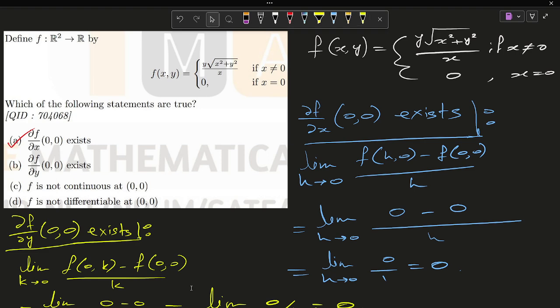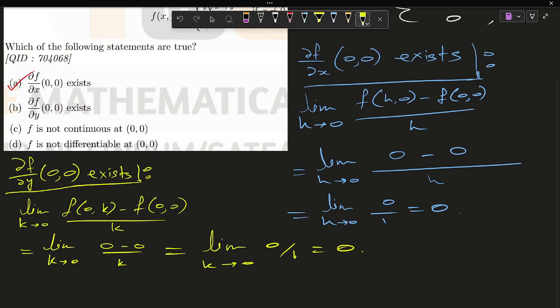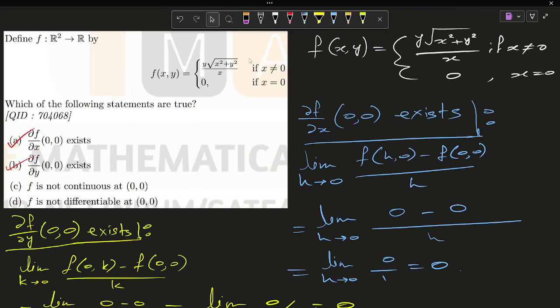Now we have to think about options C and D. If the function is not continuous at (0, 0), then option D, that f is not differentiable at (0, 0), will be true. If not continuous, then it is not differentiable. So we have to check option C first.